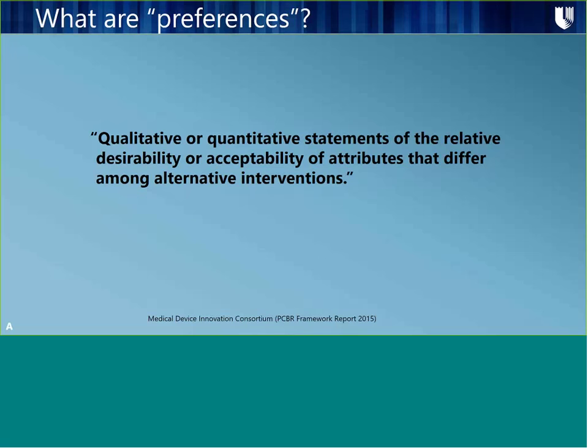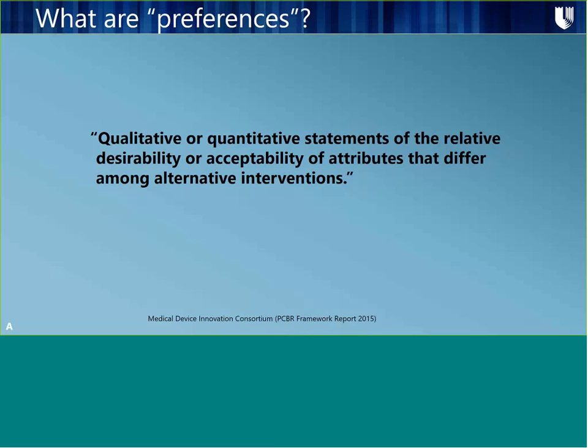It defines preferences as the qualitative or quantitative statements of the relative desirability or acceptability of attributes that differ among alternative interventions. And so very quickly, you will see here at the very beginning that we're talking both about qualitative and quantitative statements. We're going to focus today, and we have focused throughout the series, on the quantitative components, but of course qualitative work to uncover and elicit patient preferences is also very critical in this process.